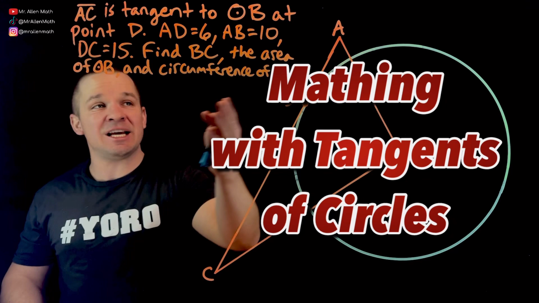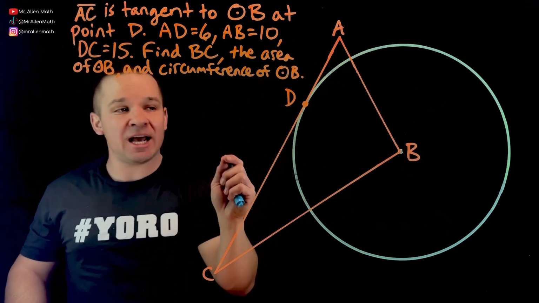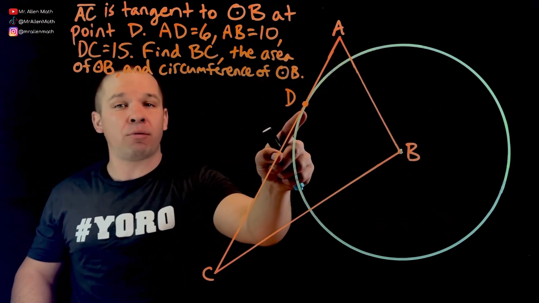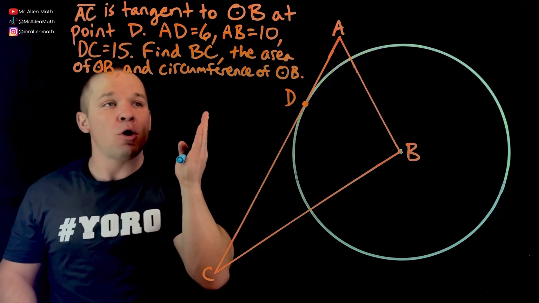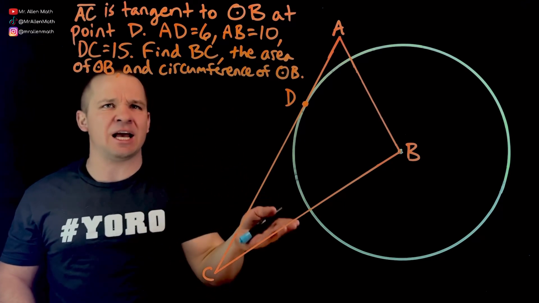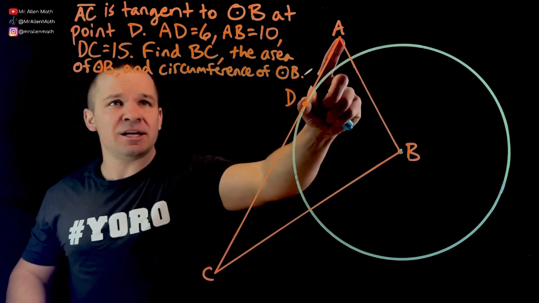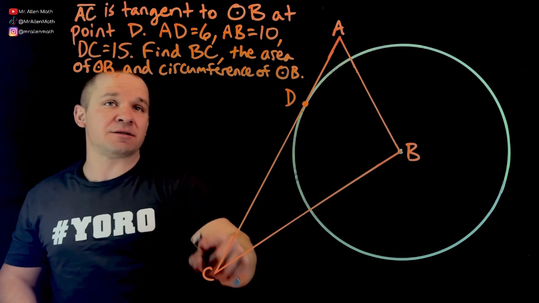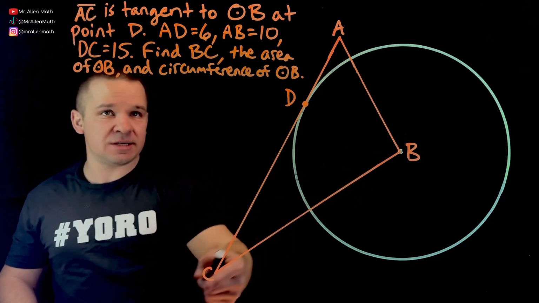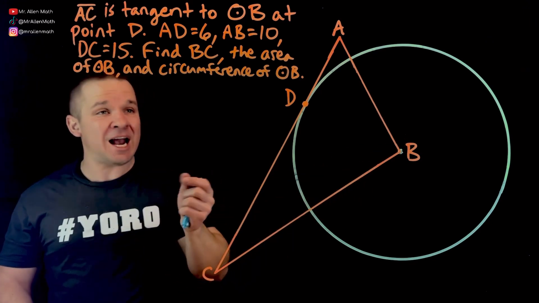So we got AC, this segment right here, is tangent to circle B at point D. So that means it just touches only at that single point. It's just resting on the circle. That's what it means to be tangent, okay? Now it says AD is 6, AB is 10, and DC is 15. Find BC, the area of the circle, and the circumference of the circle.